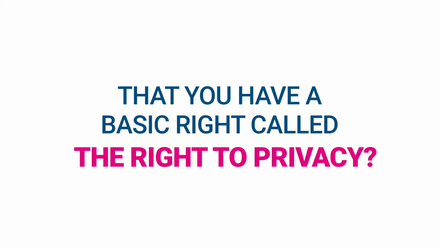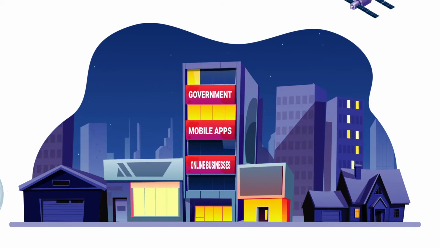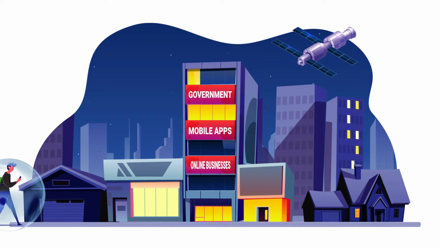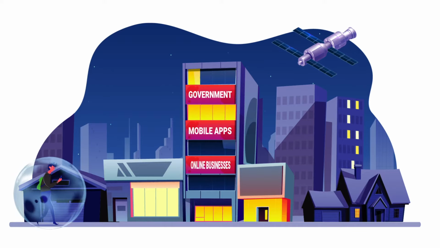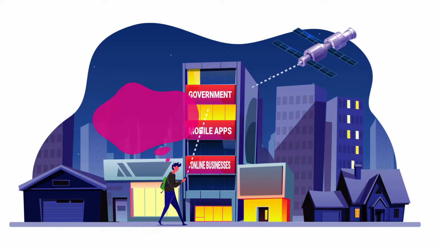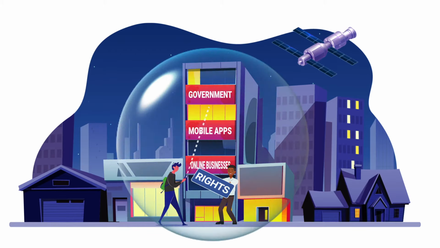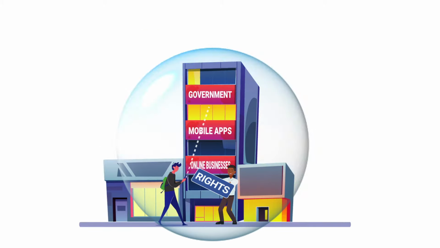Did you know that you have a basic right called the right to privacy? This may sound mundane, but in reality, without this right, online businesses, mobile apps, and even the government can use all your personal information to control and influence you. This may be happening already. But if you are aware of your rights, you can drive policymakers to protect those rights through proper laws and policies.